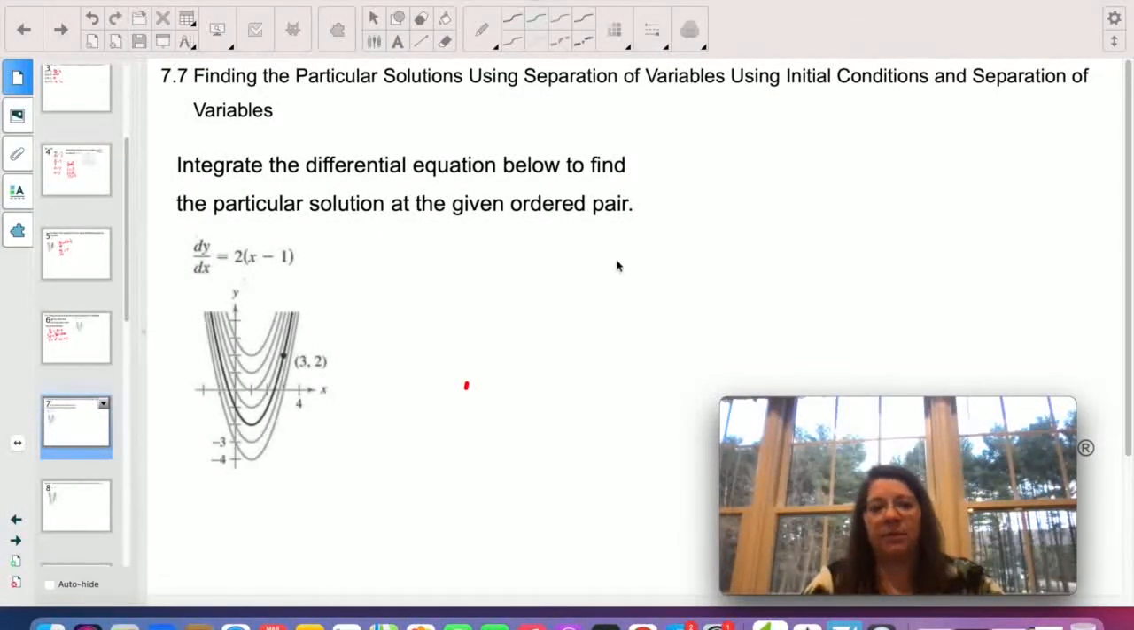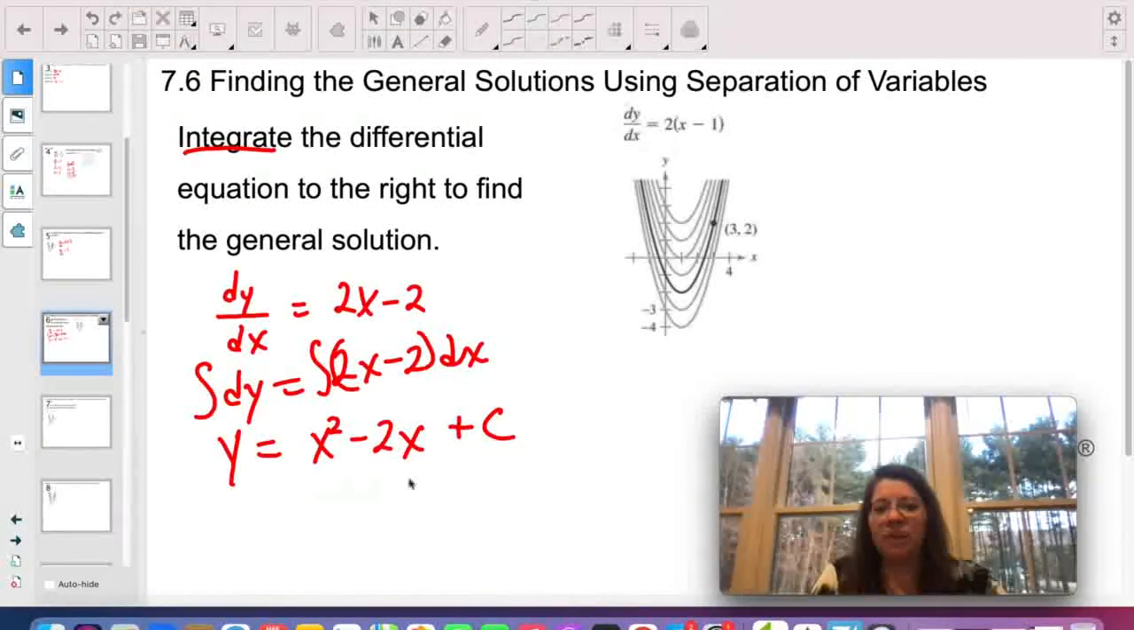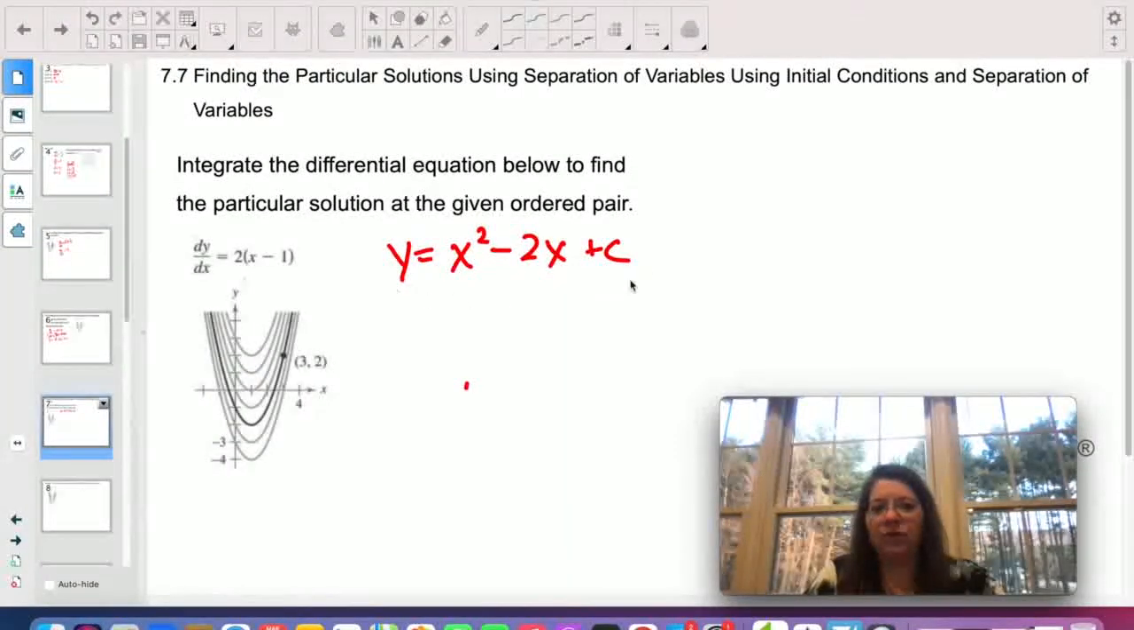They're very similar. So what I'm going to do is copy that equation that I got in the last screen and put it here, because that was our general solution, and then show you how to take that from a general solution to a particular solution. We've already integrated the differential equation and found the general solution. So back at my other screen, that general solution was y equals x squared minus 2x plus c. So I've copied the general solution here.